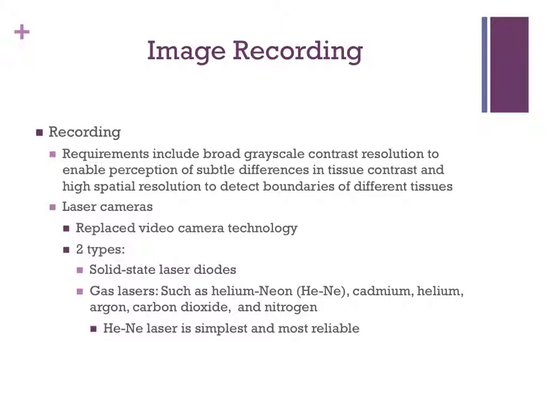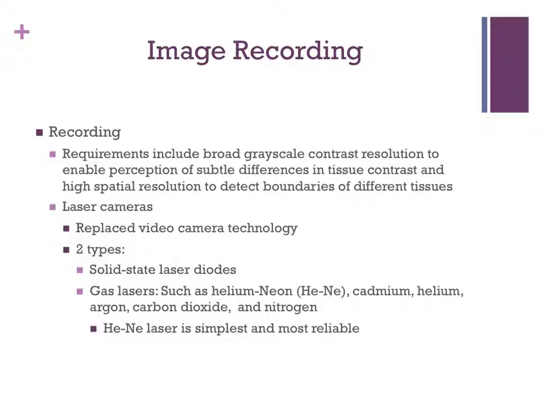The requirements for hard copy recording of CT images include broad grayscale contrast resolution to enable the perception of subtle differences in tissue contrast, and high-speed spatial resolution in order to detect boundaries of different tissues. Laser recording systems were used to meet these requirements.